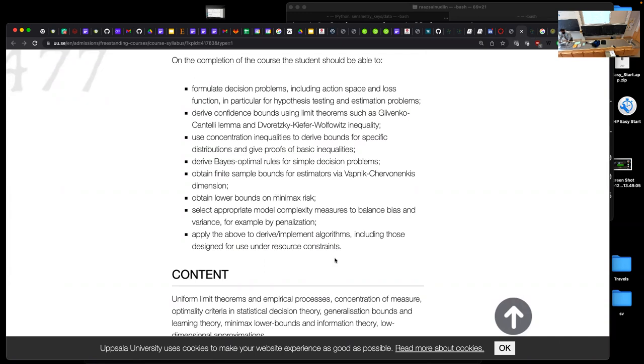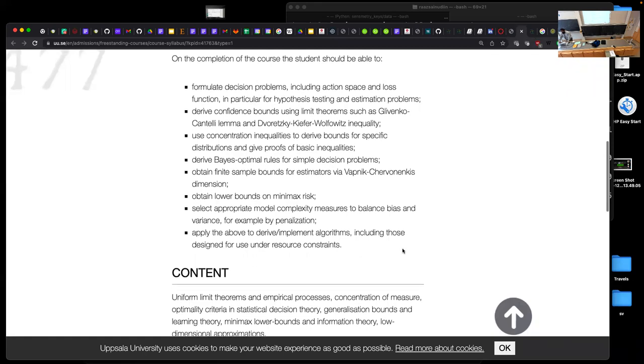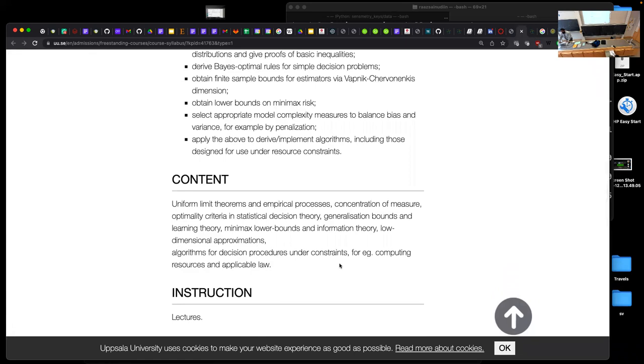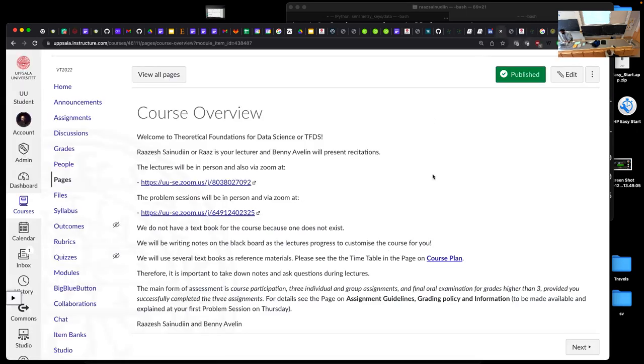And the topic for today is about deriving and implementing algorithms, specifically decision procedures, including those designed for use under resource constraints. The other main thing is to be able to do such things for applicable law. So this is just 50 minutes. I will give you a decision theoretic framing of this problem.